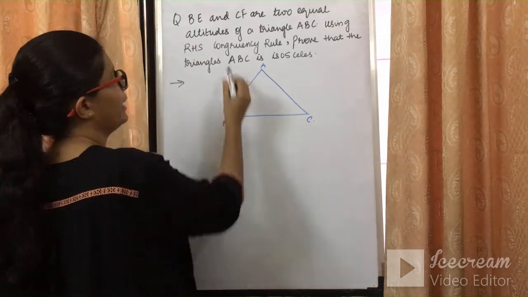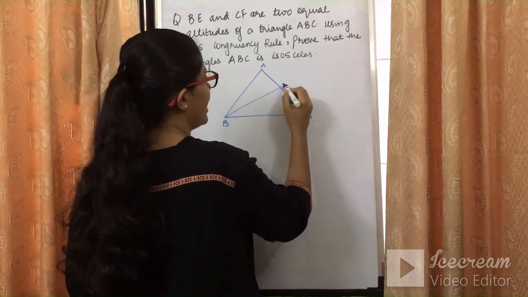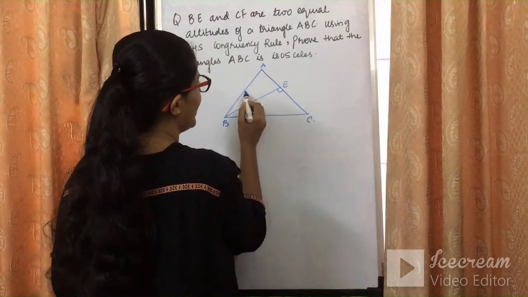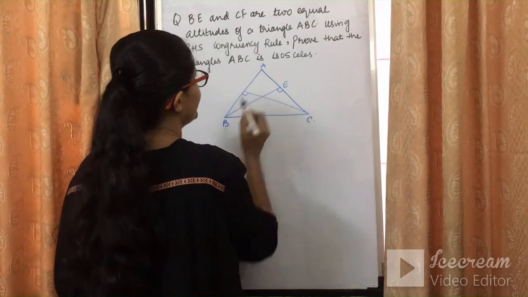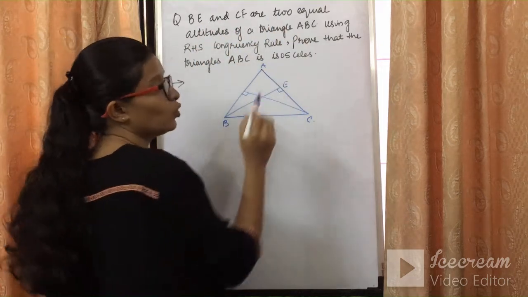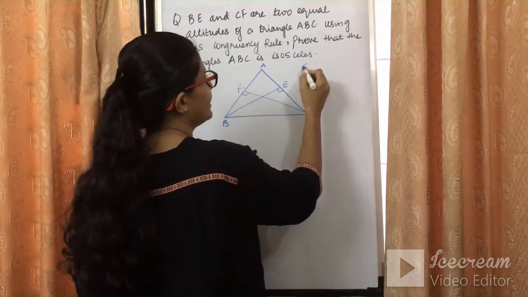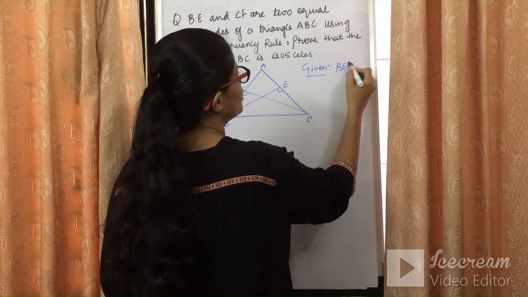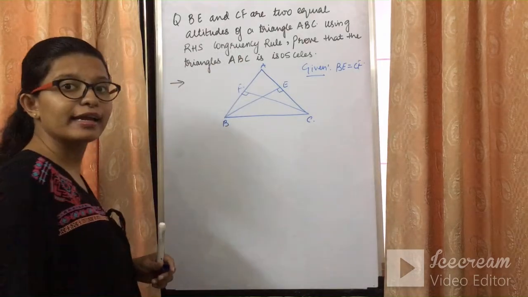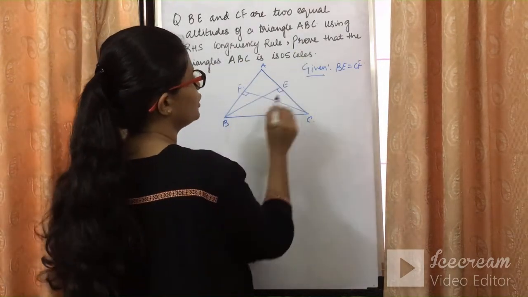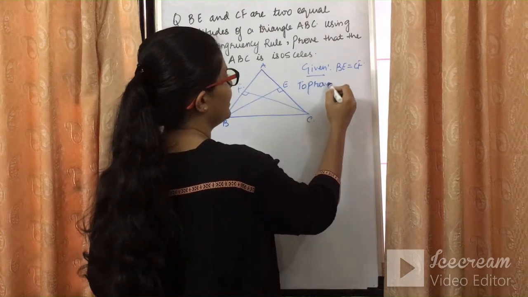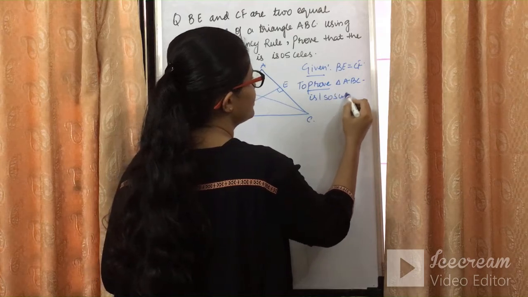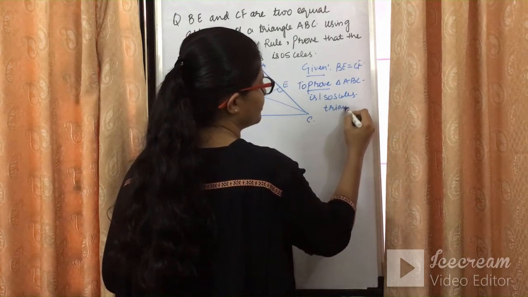So this is the triangle ABC, and the altitude from B is BE. So this is the altitude BE which makes 90 degree, correct? And CF is the other altitude from C. And it is given in the question BE and CF are two equal altitudes. So it is given that BE is equals to CF. ये question में given है. Now what we need to prove is that triangle ABC is an isosceles triangle. ये मेरे को proof करना है.